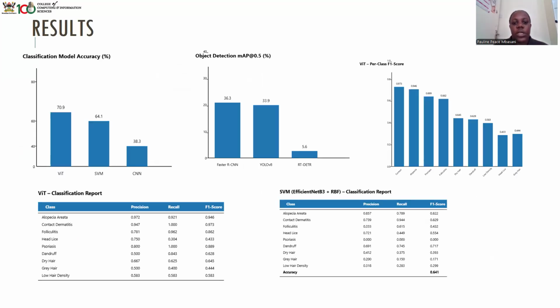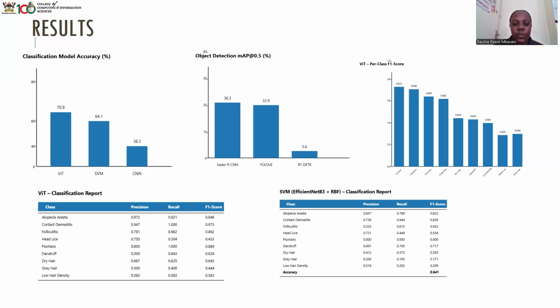For the results from the models, Vision Transformer achieved the highest classification accuracy at 70.9%, with macro F1 of 0.788. It excelled on contact dermatitis and alopecia but struggled with head lice due to limited samples. So this is where the challenge of class imbalance comes in.